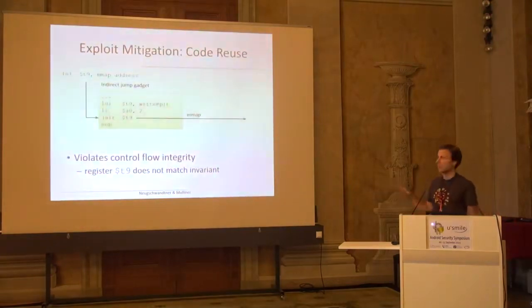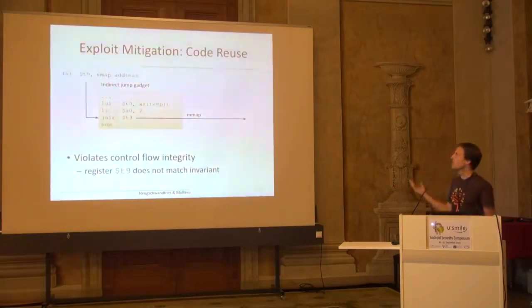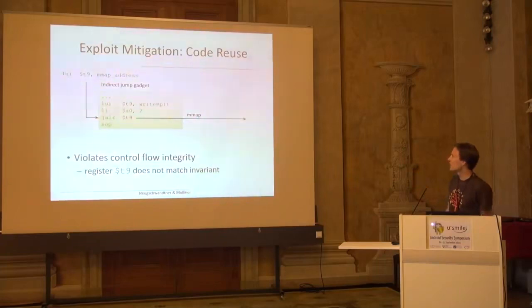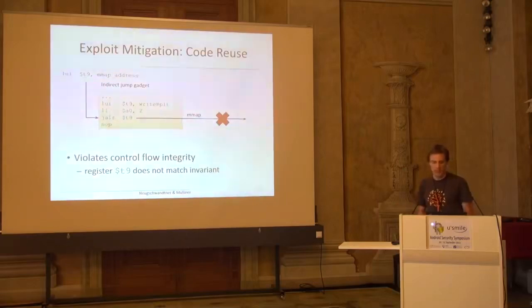Since we just had this table before, I've got some concrete examples. What we have here is such an indirect jump gadget, as I said before. You usually write it so that the PLT address is loaded into T9, and then the argument is loaded into A0, and then we have the indirect jump via T9. So in this case, if an attacker were to abuse this by putting something else in T9 and then going directly to this indirect jump, T9 would not match the invariant, and we would detect that.